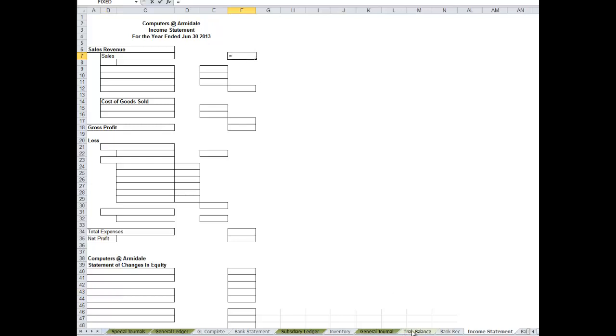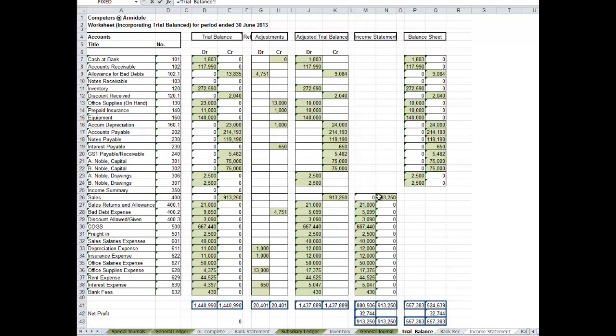Basically this information will come straight from the trial balance. We could take them from this column, the income statement, but in fact we'll take them from where they should come from, and that's the trial balance and the adjusted trial balance. So sales, less, less will be our contra accounts.